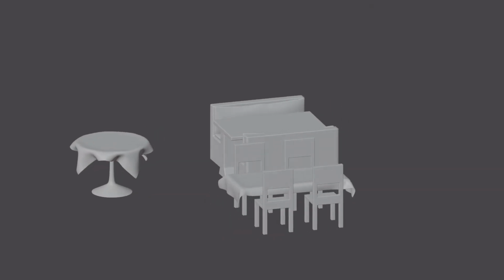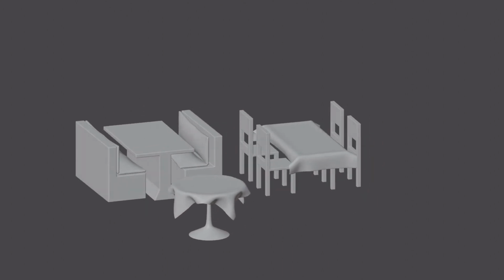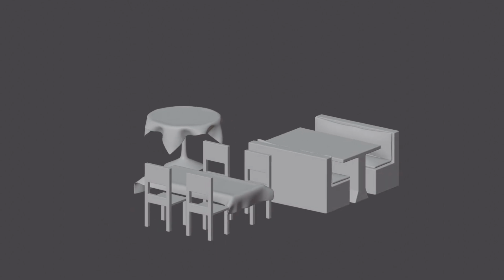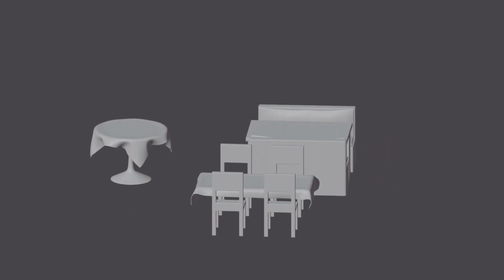In the next video, we are going to make another table and another chair for the restaurant scene. And we will use cloth simulation for creating a tablecloth for the tables.